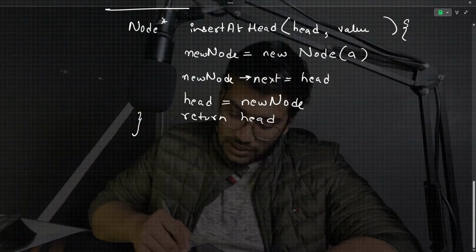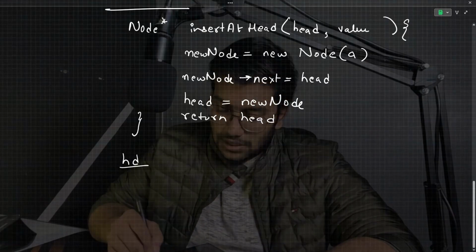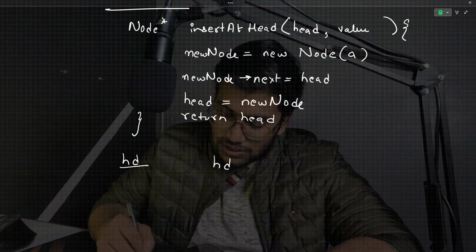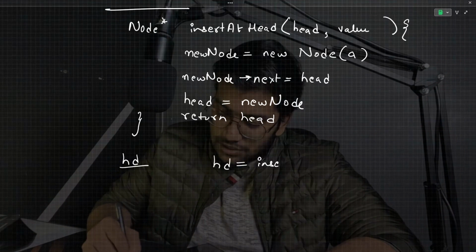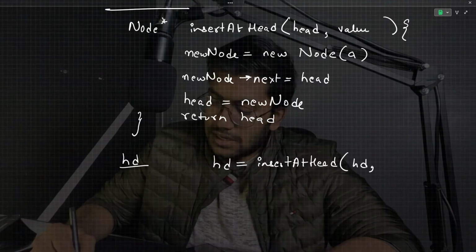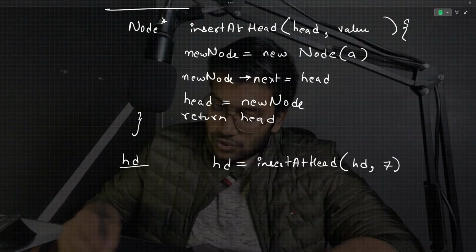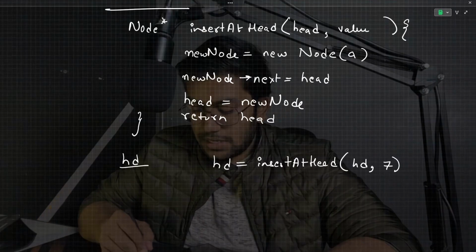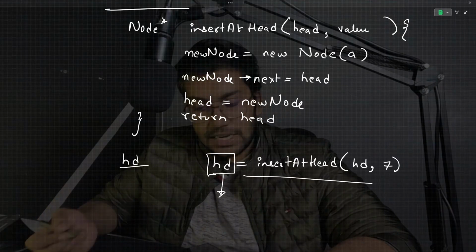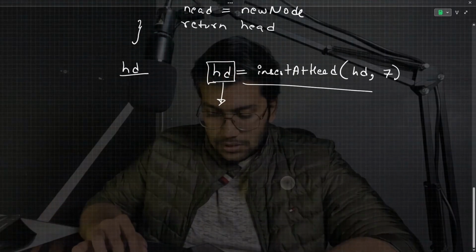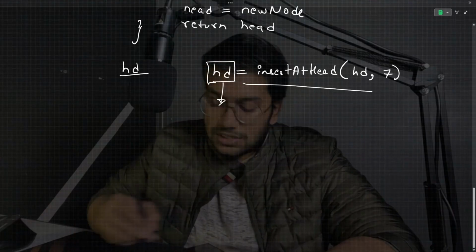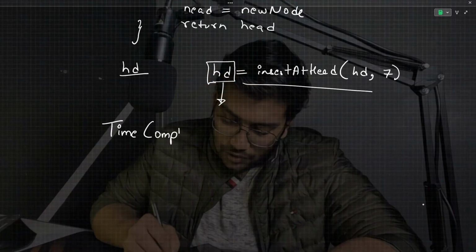So let's say you are given a head HD, and let's say you have to insert a value. So what you could do is say HD is equal to insert at head, and you pass this HD itself and any value, let's say 7. So when you use the head after this, it would be of the updated list. Okay, so whenever you write code, the next important question is, what is the time complexity?